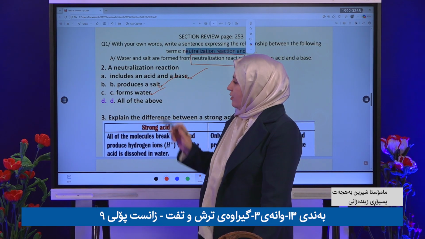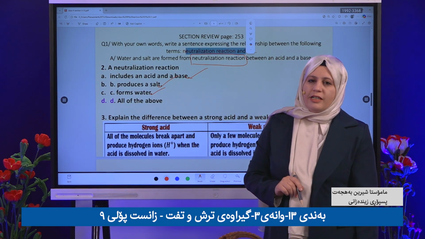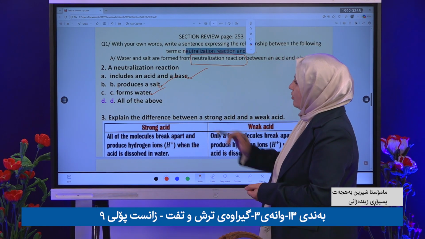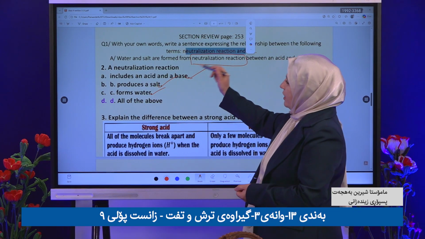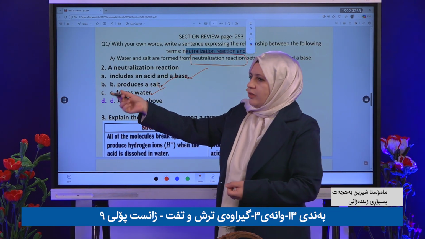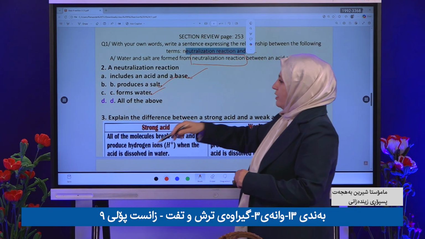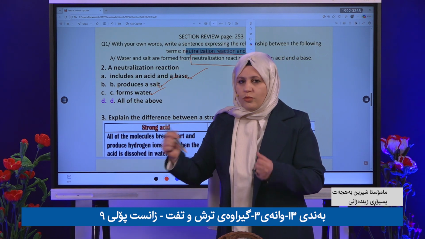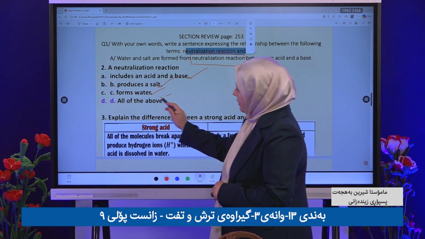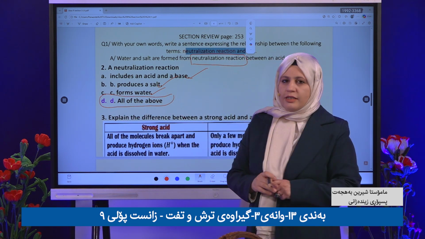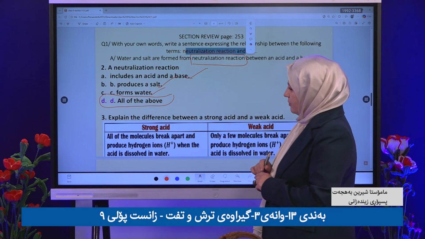So all of us are right about this question. During a neutralization reaction, which is between acid and base, we get what? Salt, and we get water too. So the answer is what? All of the above. Clear? It's important.